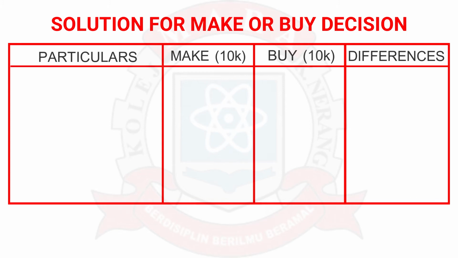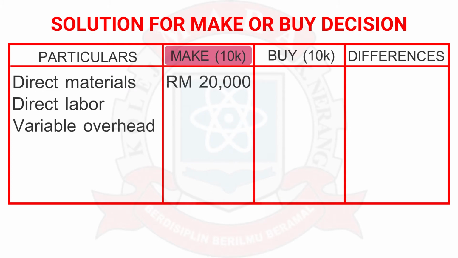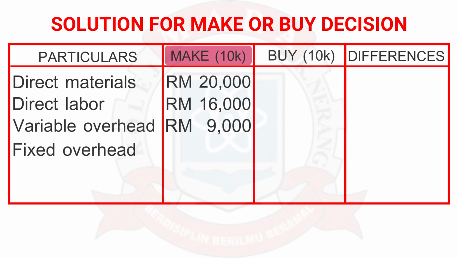Next, insert the current cost incurred, which is the cost to make the widgets. All variable costs are differential costs, which are relevant. They can be avoided. Direct material cost in making 10,000 units is RM20,000. Direct labor cost in making 10,000 units is RM16,000. Variable overhead cost in making 10,000 units is RM9,000. And fixed overhead cost in making 10,000 units is RM15,000.